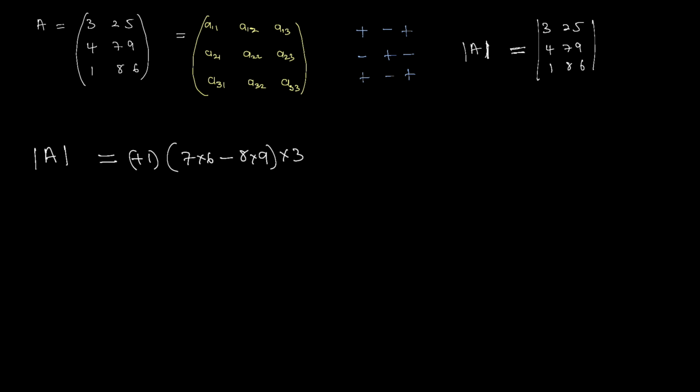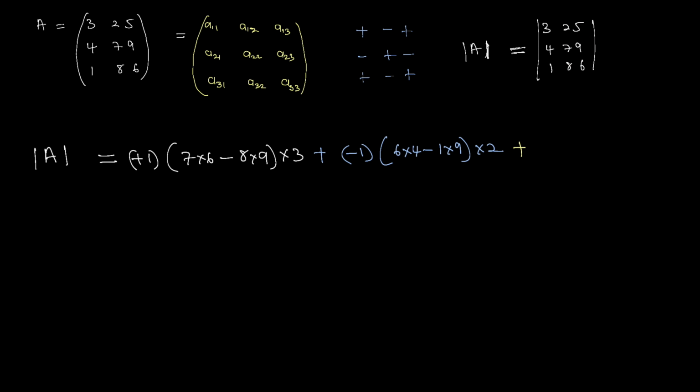And then the next one will be plus the second element, which is 2, and the sign for 2 is minus 1. The element I'm looking at is 2, and the minor matrix is 4, 9, 1, 6. So that would be 6 times 4 minus 1 times 9, and then times 2. And then plus the next one, which is 5. This is the 5 here, and again I'm looking for that and that. So this is the minor matrix for 5.